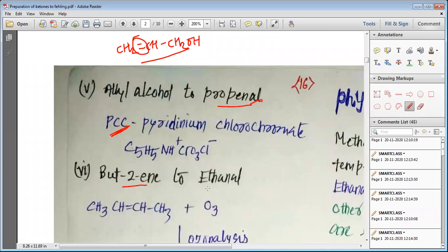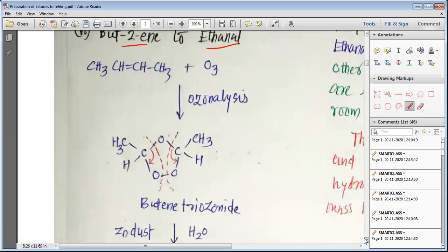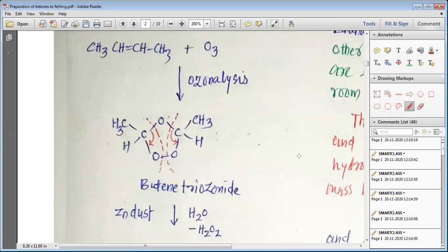Then butene to ethanal, that is what it is done by the process of ozonolysis. You can see that I have explained you the ozonolysis process. This is butene.